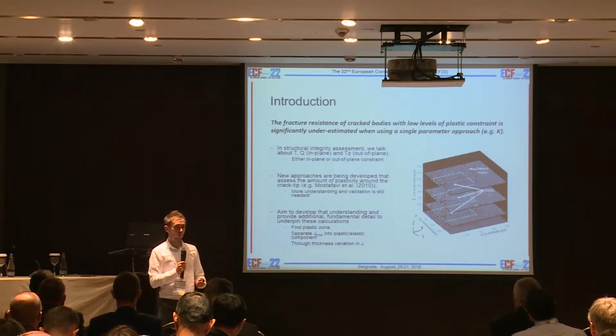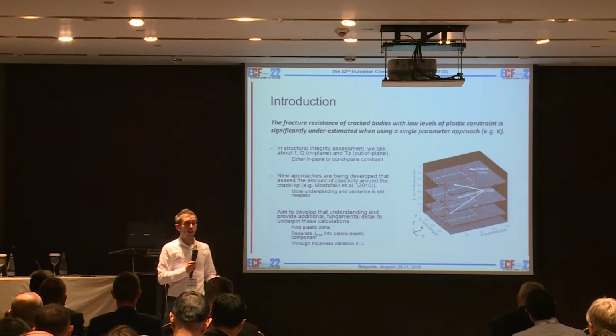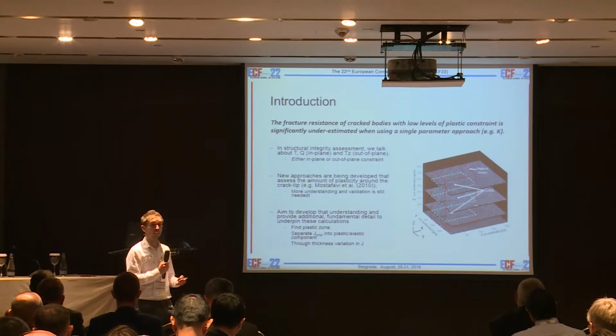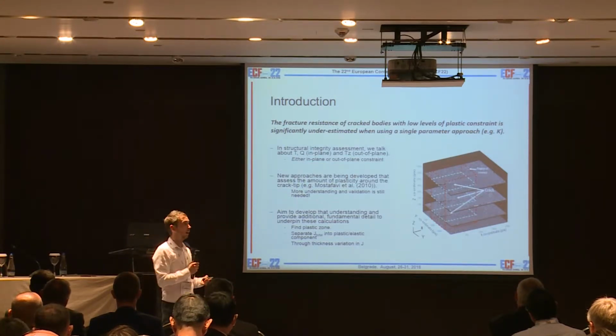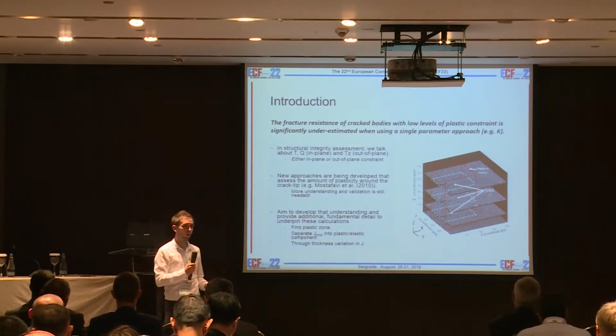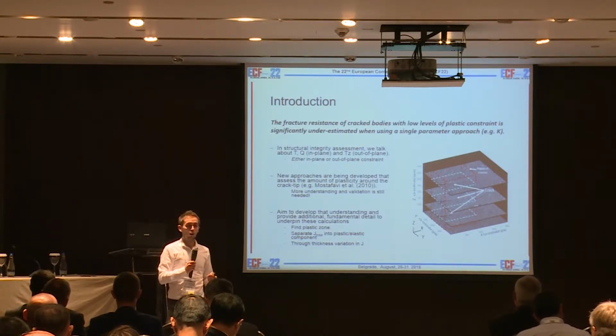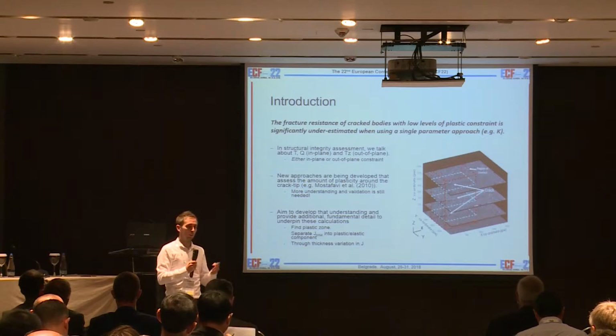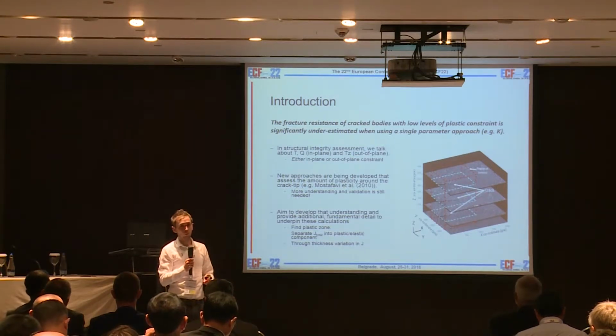And the driving force for this is obviously the fact that with loss of constraints, you can significantly underestimate the fracture resistance of a component if you use a single parameter, so something like K. And obviously there are other parameters like T and Q, which look at in-plane, and TZ, which look at out-of-plane constraints, but it's typically one or the other.